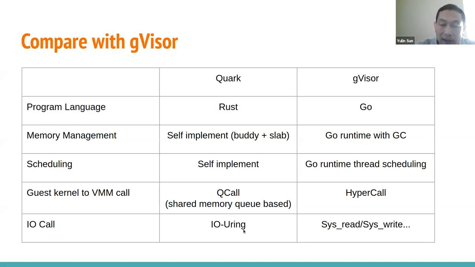With io_uring, the guest kernel can call the host kernel directly, and it can fully bypass the host application layer, so that it gets better performance. Any question about that?